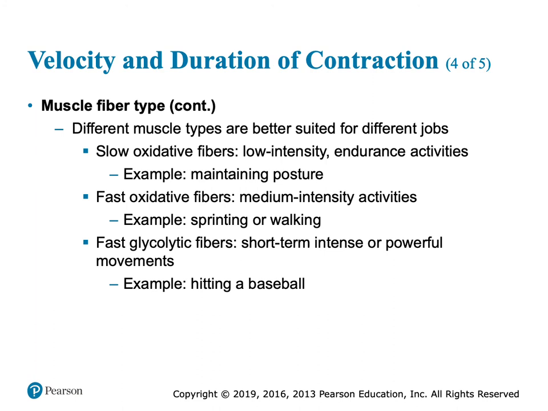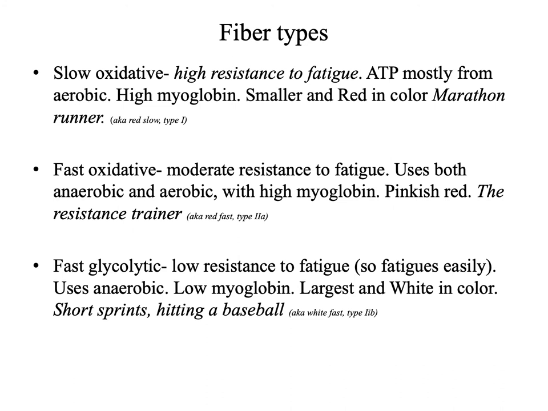Anyway, I'm going to go through that again. Okay, slow oxidative are very resistant to fatigue. So that person that can do a marathon, they can do it because, it's slow to get those ATPs from that mitochondria, but it's going to produce 95% of the ATP that our body needs. So for a long time, you're going to be able to go and go and go.